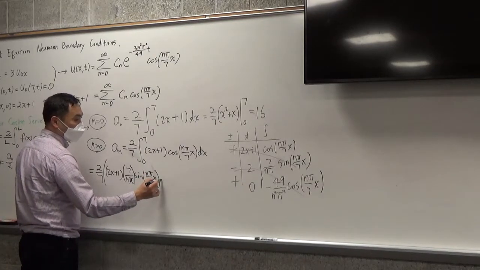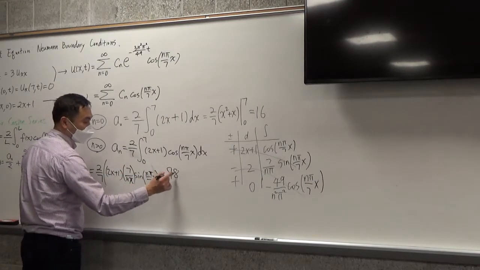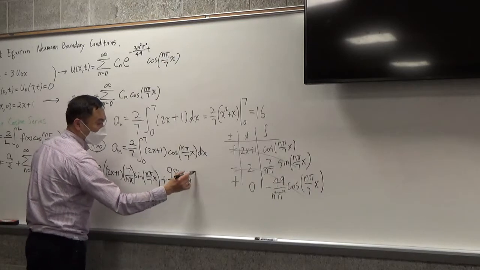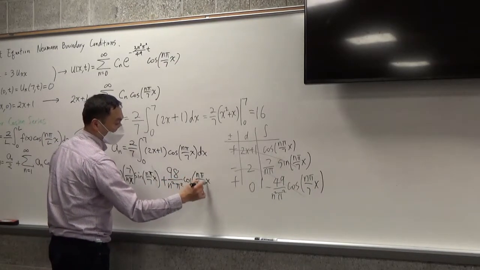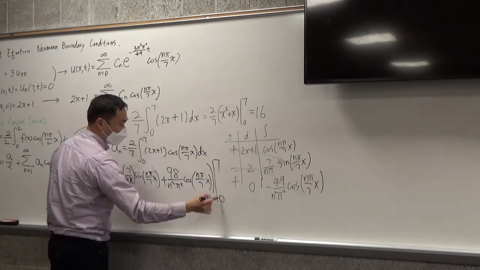Plus 2 times 49 is 98, n squared pi squared, cosine n pi over 7x. And then we have to plug in 7 and 0.